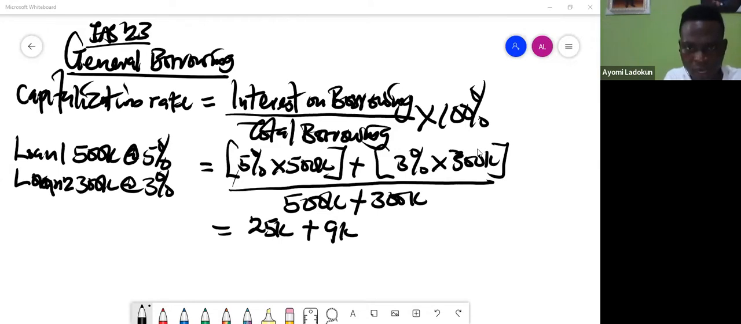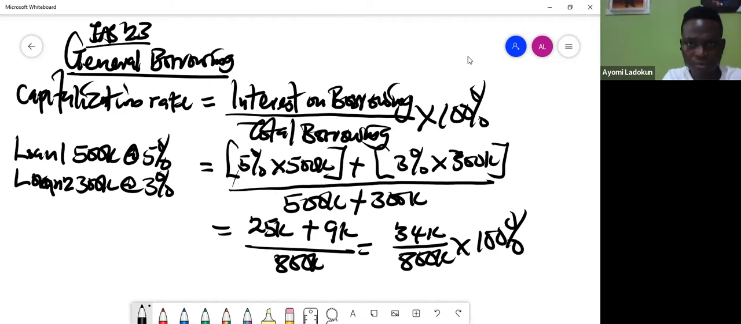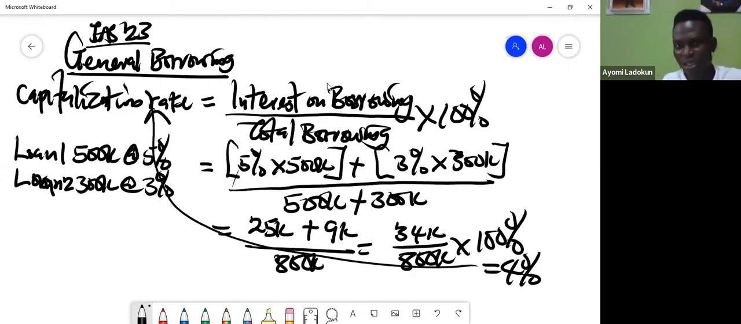So when I do that, 500 plus 300 will give us 800K. The final figure would be 34K divided by 800K multiplied by 100%. Thank you very much, everybody. So 34K divided by 800K multiplied by 100 gives us 4%. So this is our capitalization rate.